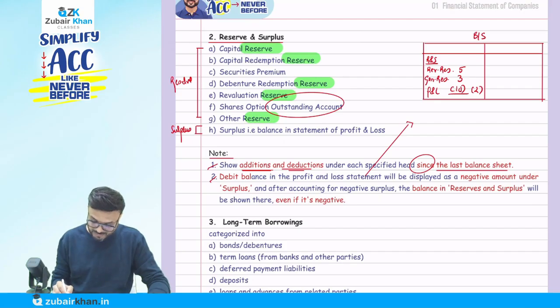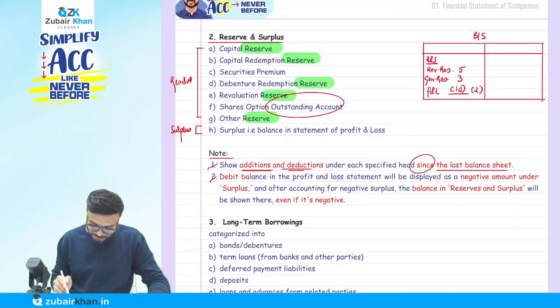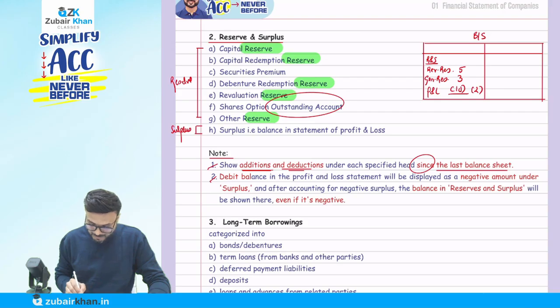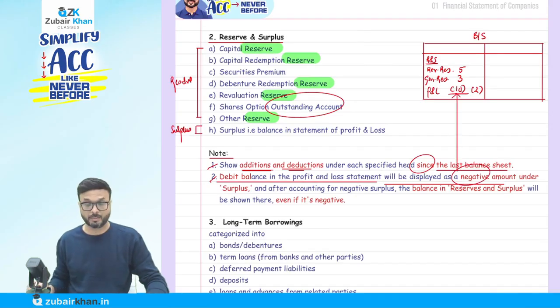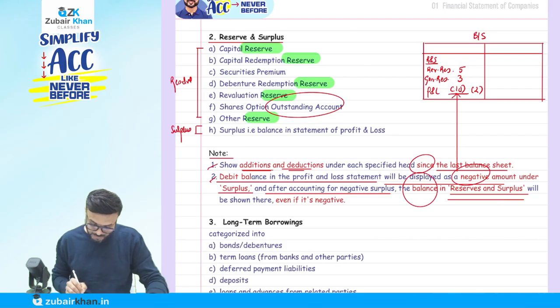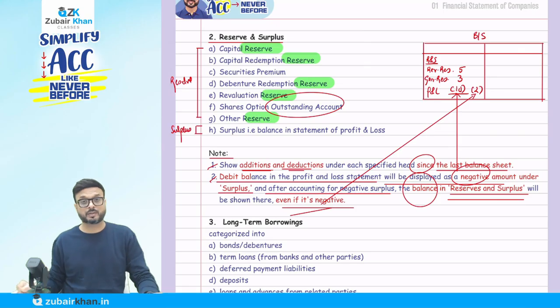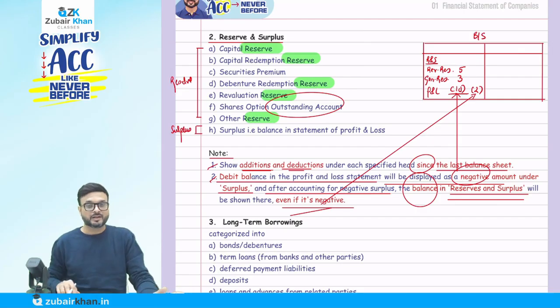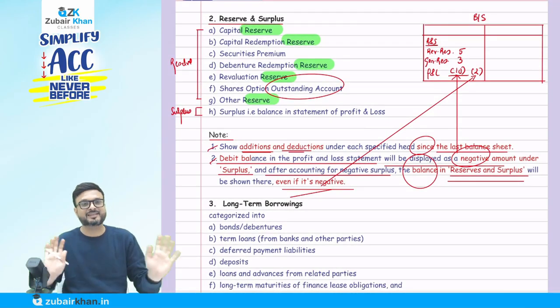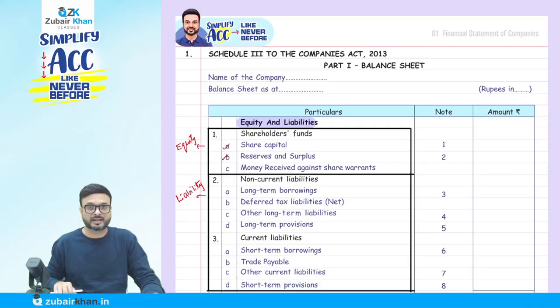Now read this sentence. It says that a debit balance in the profit and loss statement will be displayed as a negative amount under the surplus, and after accounting for negative surplus, the balance in Reserve and Surplus will be shown even if it is negative. Even if the outer column comes out negative, no problem, we'll show it as negative. Remember this. No need to muck up, just listen, nothing more than that.